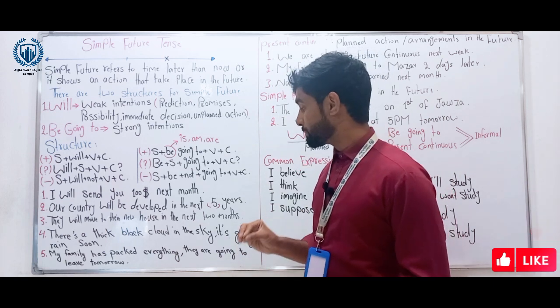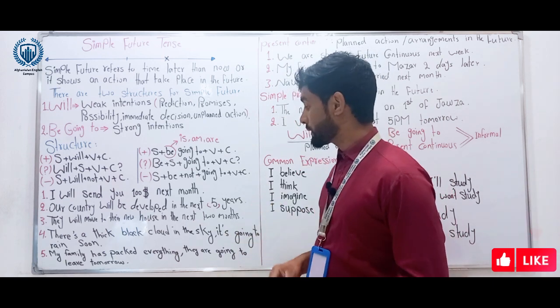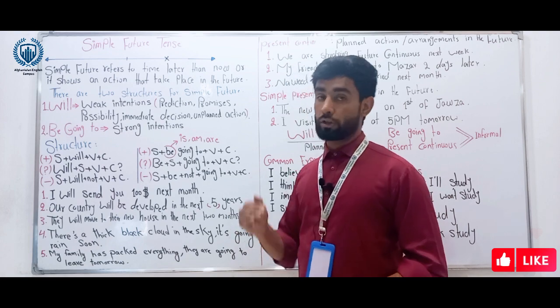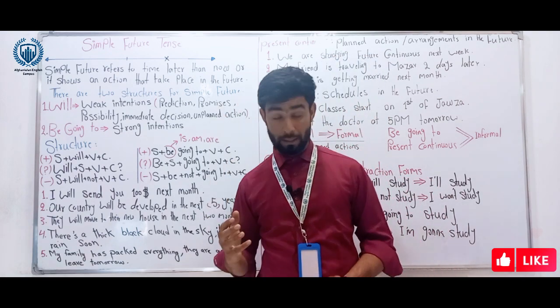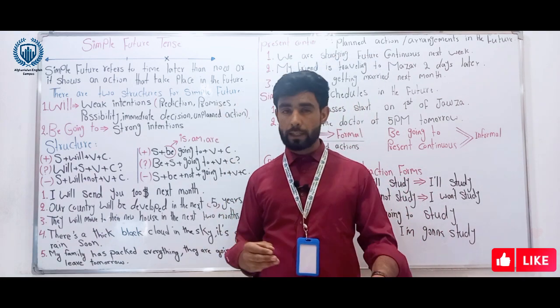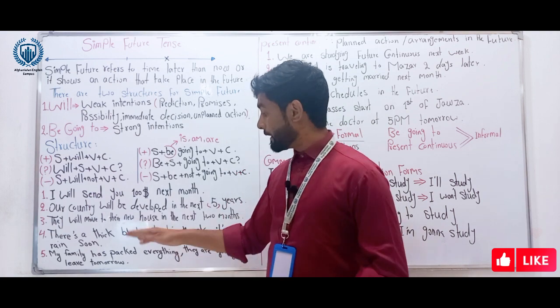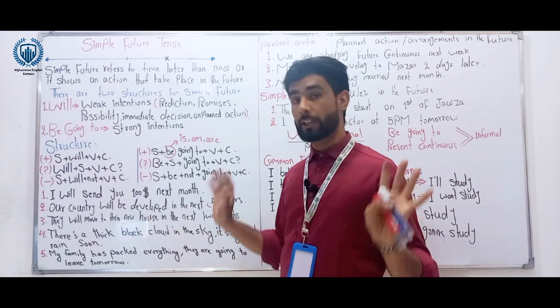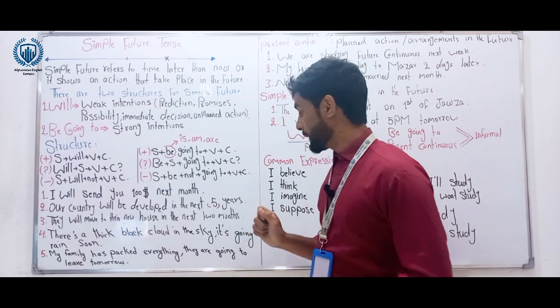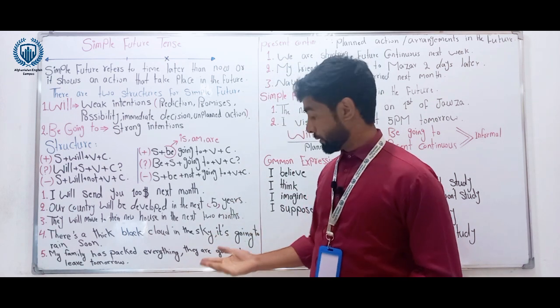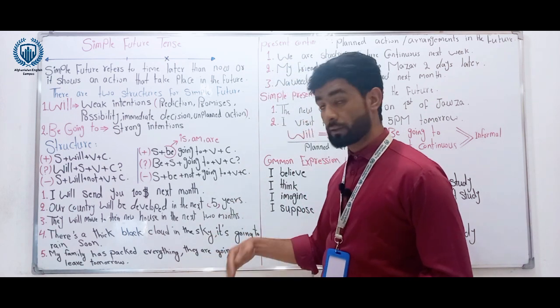Jump to the next sentence, sentence number 5. My family has packed everything. They are going to leave tomorrow. So my family has a trip. My family has a journey. They are planning to go somewhere. They have packed everything. Everything is ready. They are going to leave tomorrow, with be going to.